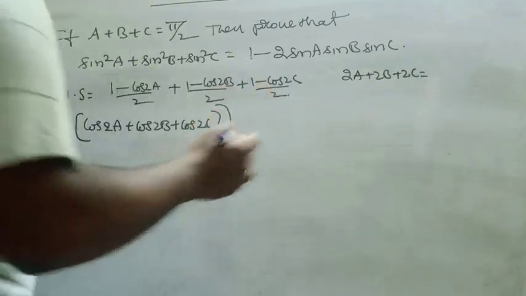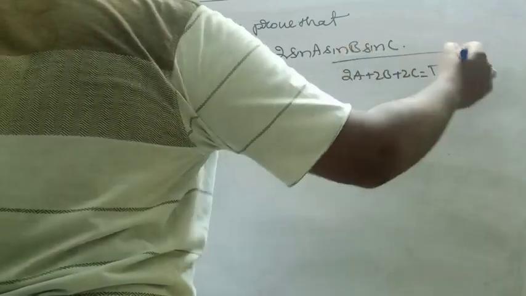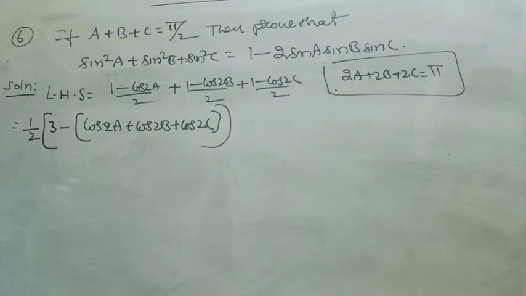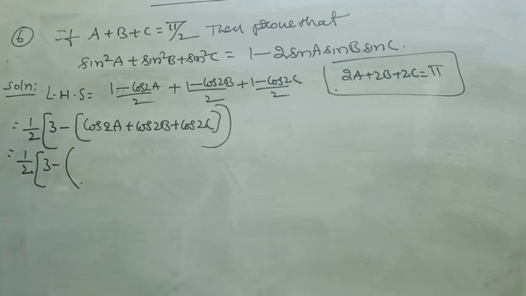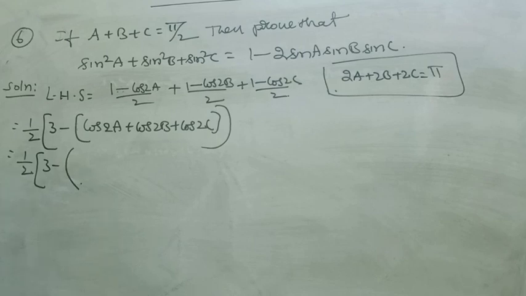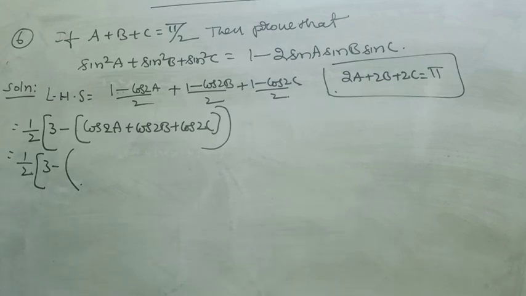2a plus 2b plus 2c is equal to pi, like this. 2a plus 2b plus 2c is equal to pi. Now this is 1 by 2 into 3 minus of cos 2a plus cos 2b plus cos 2c, right? This is what we are having here. That is how we are going to do it. Cos 2a plus cos 2b plus cos 2c, how we are going to do that, that's what we will derive now.